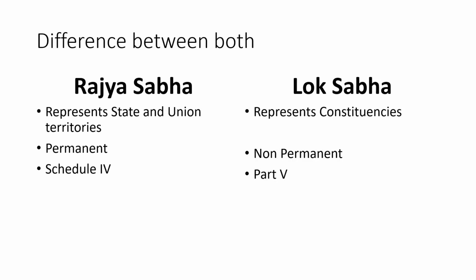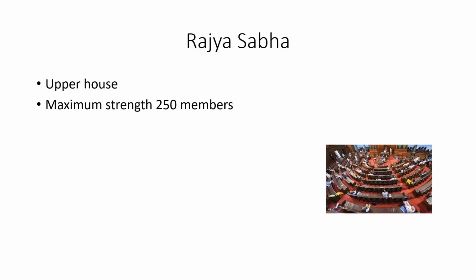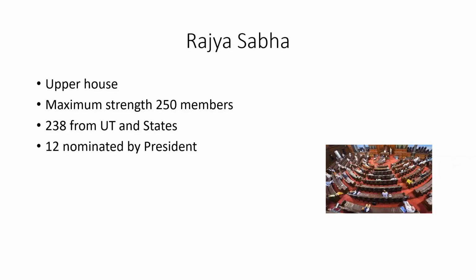Now let us discuss Rajya Sabha in detail. Rajya Sabha is also known as the upper house, and it has a maximum of 250 members, of which 238 members come from union territories and states, and 12 members are nominated by the president. These 12 nominated persons belong to various fields such as arts, literature, and various other fields of speciality. At present, there are 245 members in Rajya Sabha.